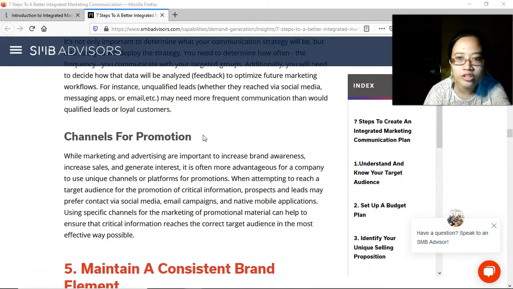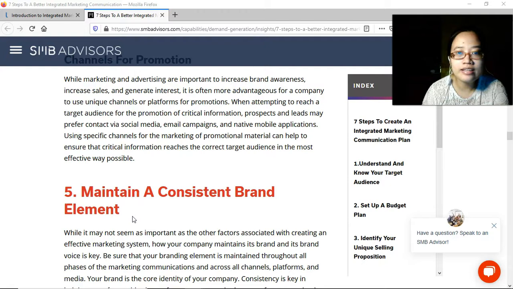Channels for promotion, ayan na, sana TV ba, radio, social media platforms, if so, aling specific platforms, or kung digital marketing, ano yan, SMS blast messaging ba, email messaging, or email marketing, or any other, mobile apps ba, through notifications, mga ganyan. So using specific channels for the marketing of promotional material can help to ensure that critical information reaches the correct target audience in the most effective way possible, right?